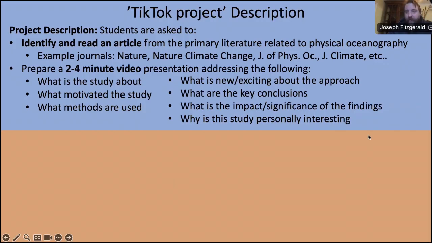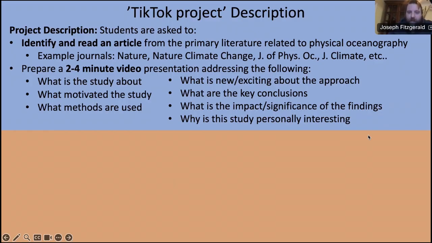What were the general methods? So was it satellite data? Was it a numerical model? Was it in situ observations? These are oceanography examples. What's new and exciting? So what did this paper do that built on previous work and makes it a new contribution? Key conclusions, like what was the final outcome or the main results of their work?